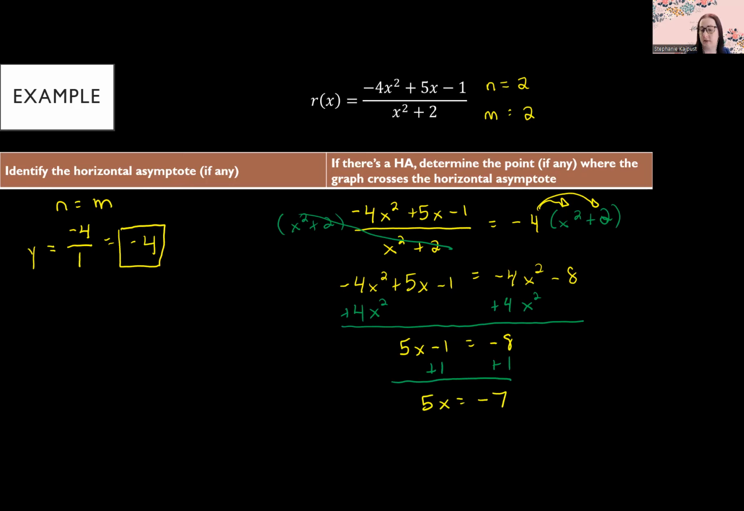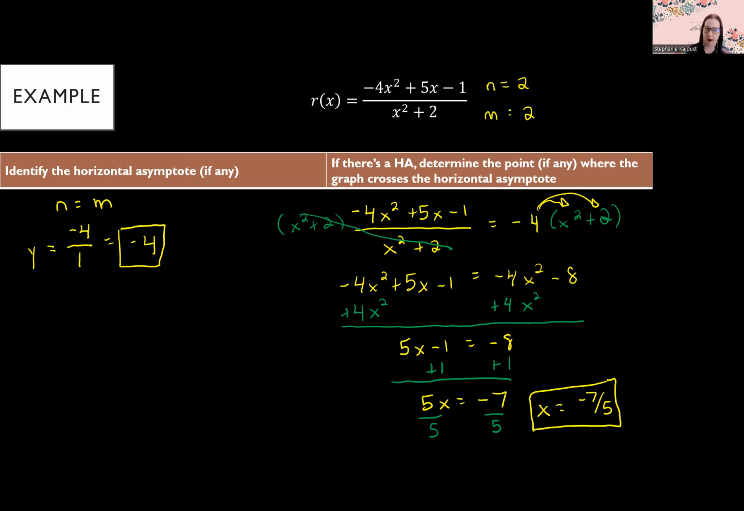Then we want x, so we're going to divide both sides by 5. Negative 7 divided by 5 is going to give us a decimal, so we're going to leave it in fraction form. x equals negative 7 over 5. That is where we are crossing the horizontal asymptote. So this graph is going to cross our horizontal line at that particular point. It usually goes through it and then starts following it again.